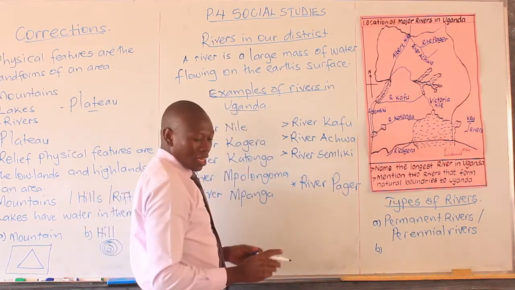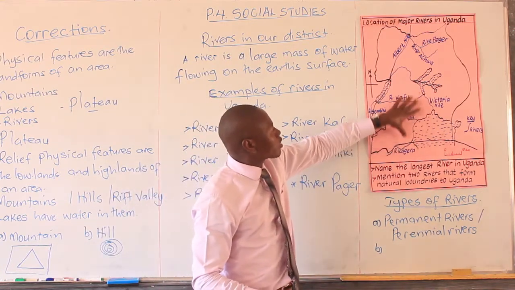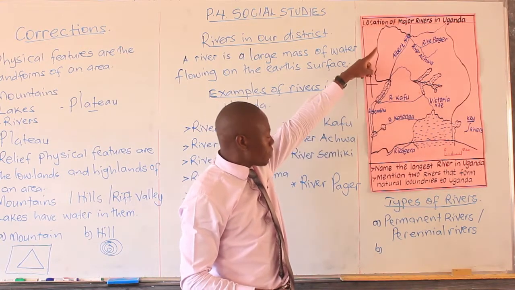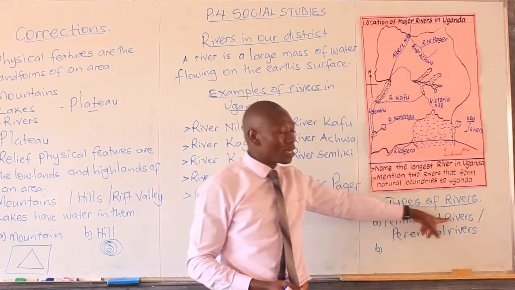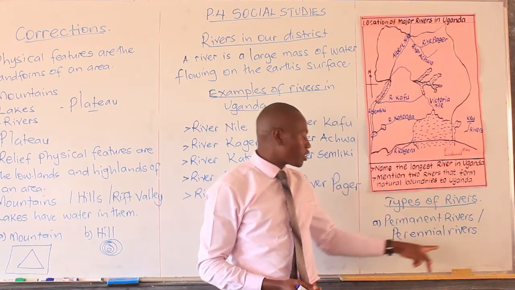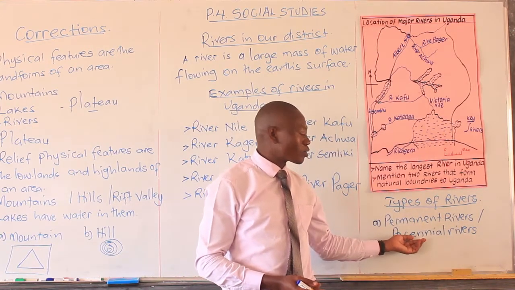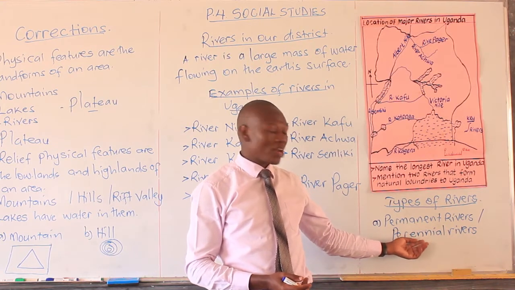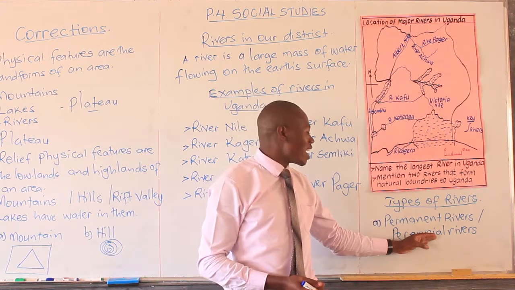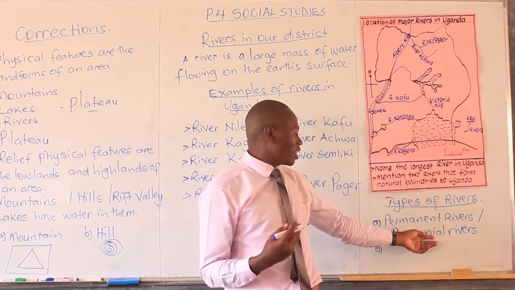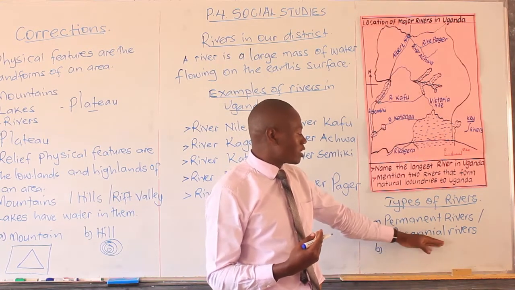So let's go back to our map here. When you look at all these rivers that you put on the map, you are calling them major. So they are called permanent rivers, or shall we call them perennial rivers? I know you talked about perennial crops. Perennial means they are there. They take long. They cannot dry up for this matter.